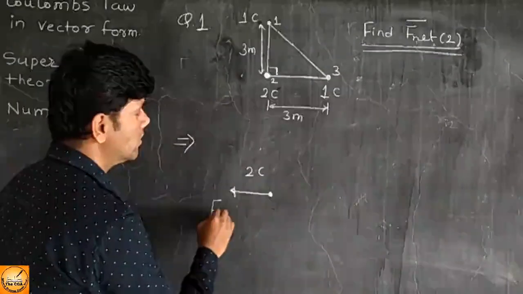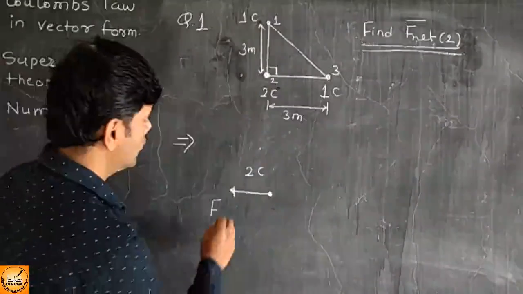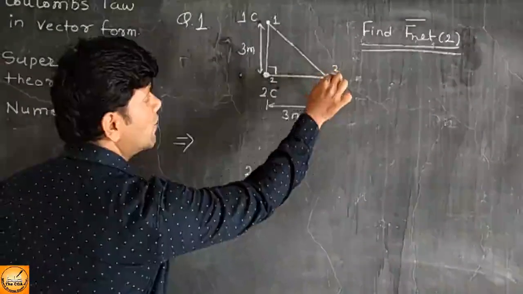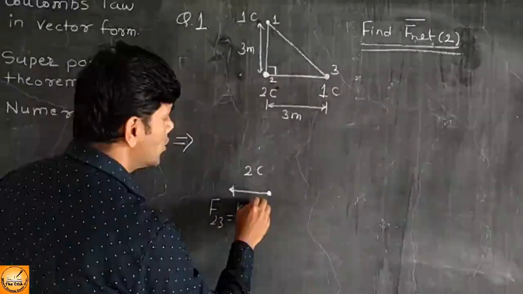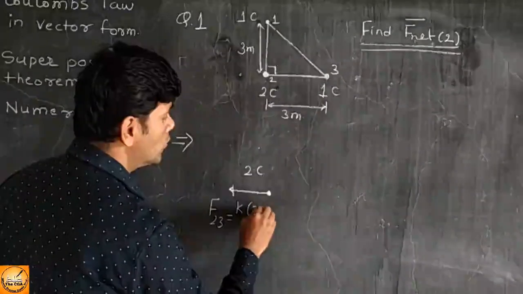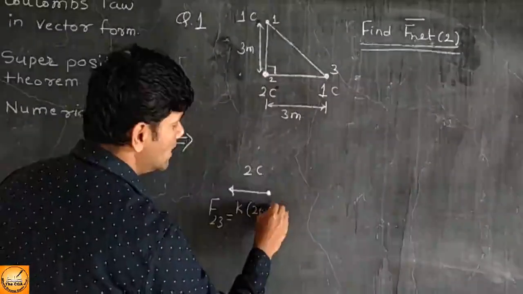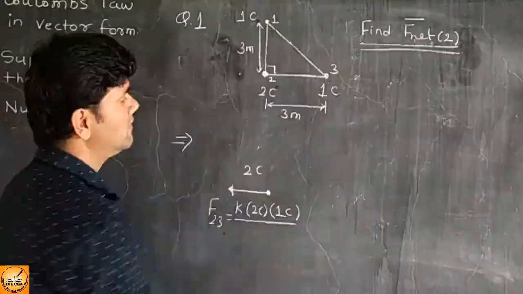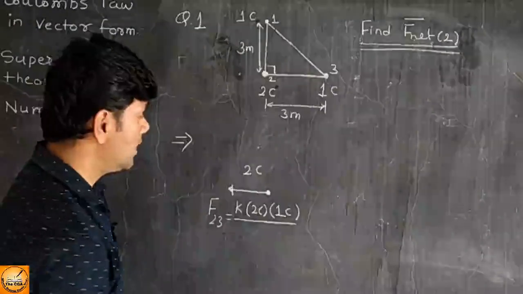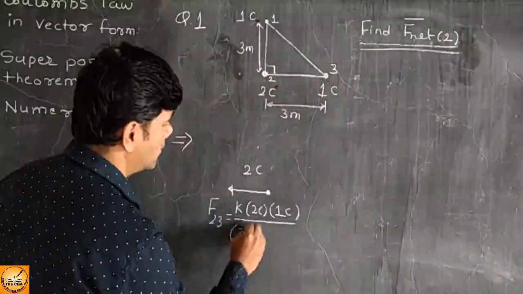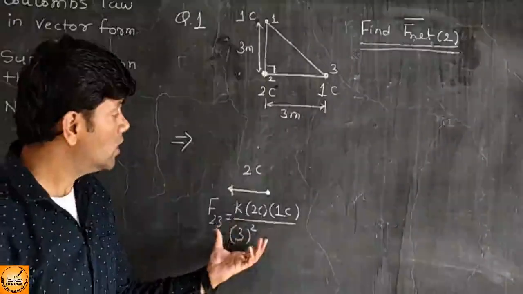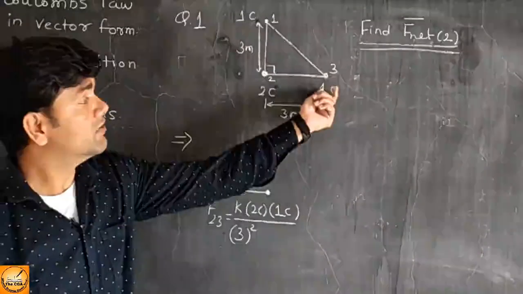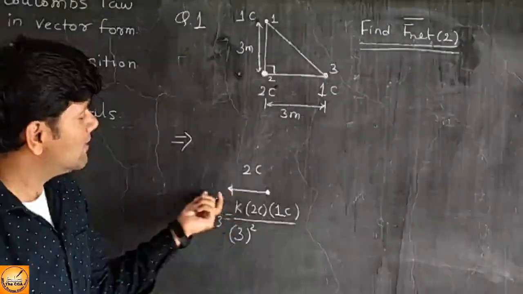And what will be its magnitude? The force due to 3 on 2. So force on 2 due to 3 will be equal to K. The charge is 1 coulomb here, here 2 coulomb. So Q1 into Q2, that will be 2 coulomb into 1 coulomb divided by distance between them. The distance between them is given 3 meter, so we can consider that as 3 meter square, so it is 3 square. So we got the force on this 2 coulomb charge due to this third charge which is 1 coulomb. It is towards left, right?